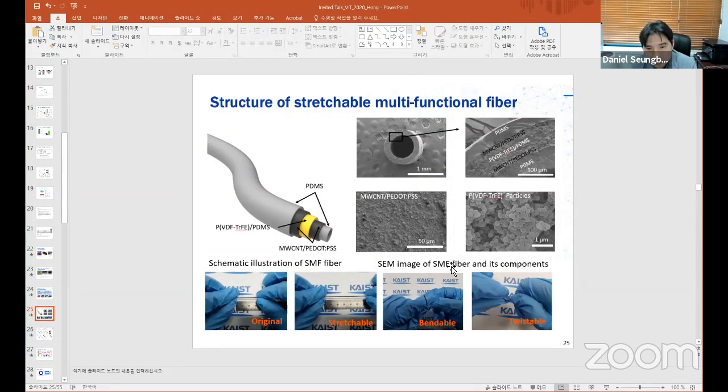So as I told you, the template that we used to make this device was the carbon rod that we use for sharp pencil. So you can see in this SEM image, the scale bar is 1 millimeter. And you can see it's roughly 500 micrometer to 700 micrometer, the size of the hole. And if you magnify the image, you can see there's multiple layers, including PDMS, multi-wall CNT, PEDOT:PSS for conducting layer, and PVDF-TrFE with PDMS composite layer, and then again with the same materials in the reverse fashion. And you can see this original state, stretchable, bendable, and twistable here.